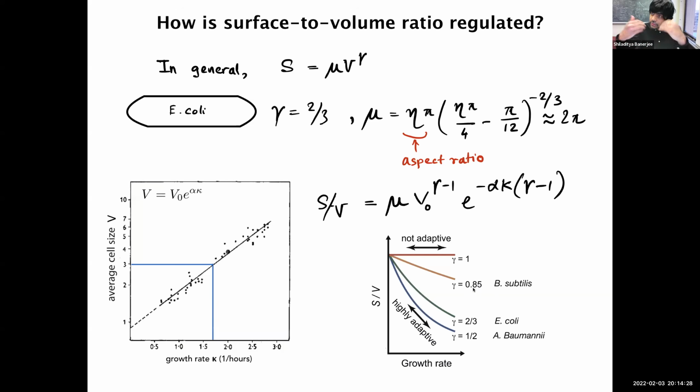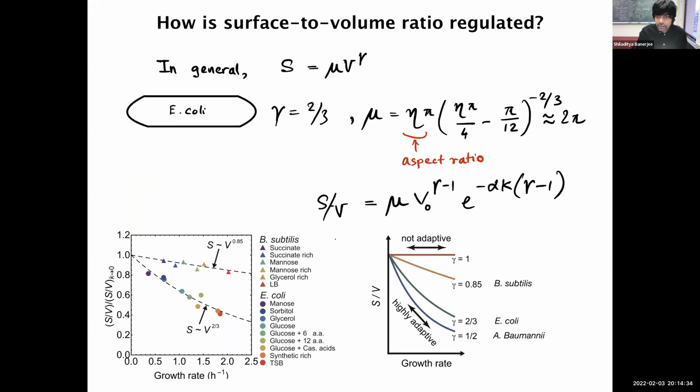So surface to volume ratio decreases with growth rate. Very interesting. Now we can actually see it from the data. I mean, this is an equation, but we can verify it from experimental data. You can compute surface to volume ratio and you see that it goes down with growth rate, okay? Different organisms do it in different ways, but that's what happens, okay? Any questions?